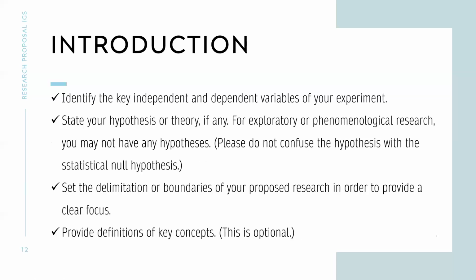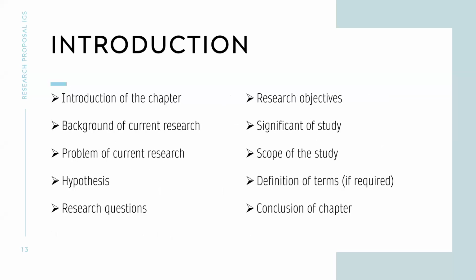The introduction also should identify the key independent and dependent variables of your experiment, state your hypothesis or theory, and then set the delimitations or boundaries of your proposed research in order to provide a clear focus. Provide definitions of key concepts; this is optional. So in your introduction, you should have all these elements. If you look at it carefully, first is the introduction of the chapter. Basically, you briefly say that in this chapter 1, you will have this point, this point, this point. Then you will go into the first subsection, which is the background of the current research.